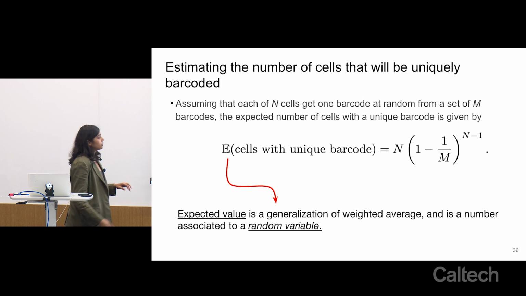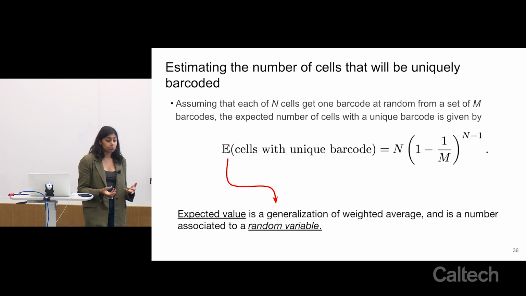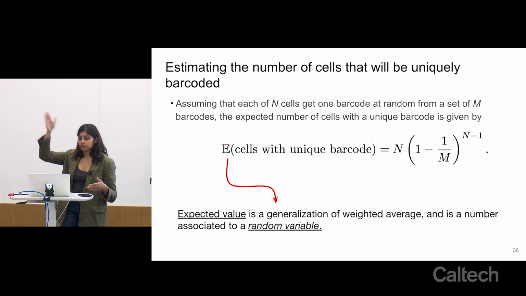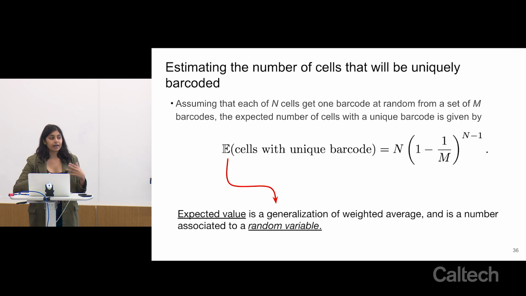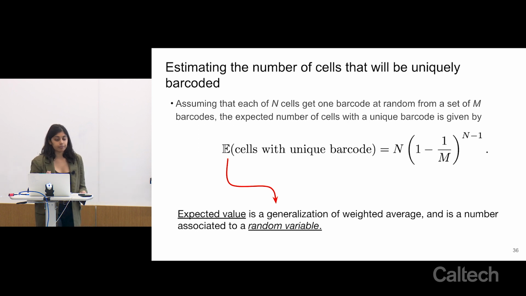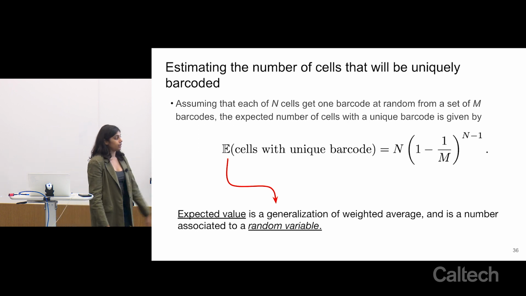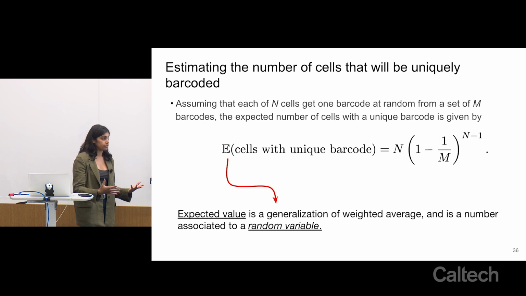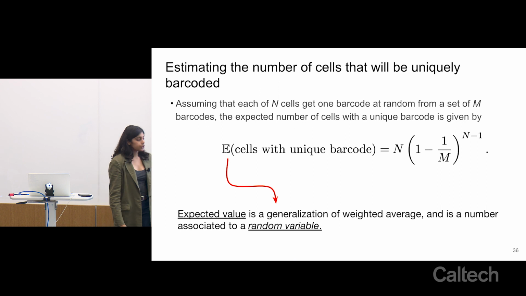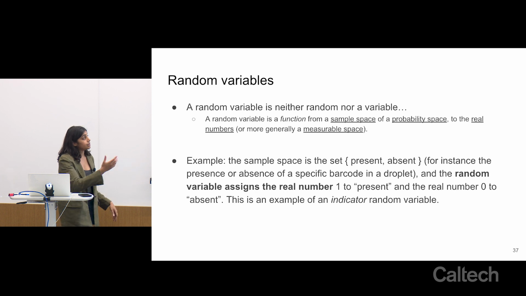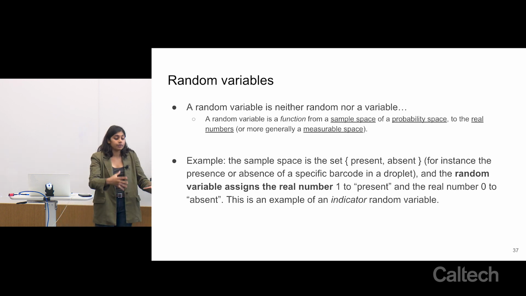So what that means in terms of what you would want to estimate is, given some m barcodes that you have, like 4 to the length L barcodes, how many cells on average would I get that are uniquely barcoded? And so we're going to formalize this using the expected value and random variables. And the expected value, let's think about it as what I just said, the weighted average that I would expect, is associated with the random variable, which is also a little bit of a confusing name. And I think maybe it's easier to think about this random variable as a function.